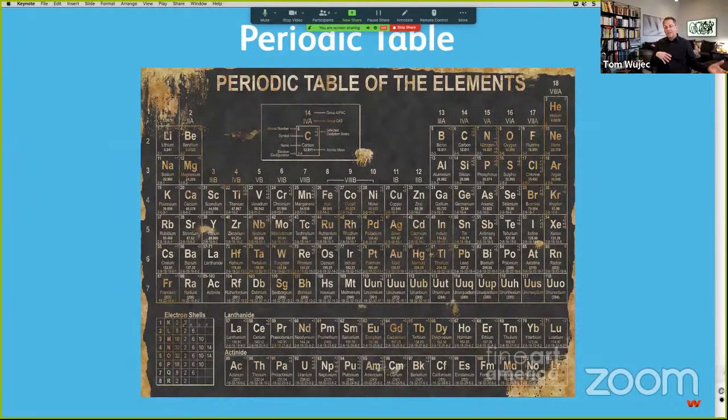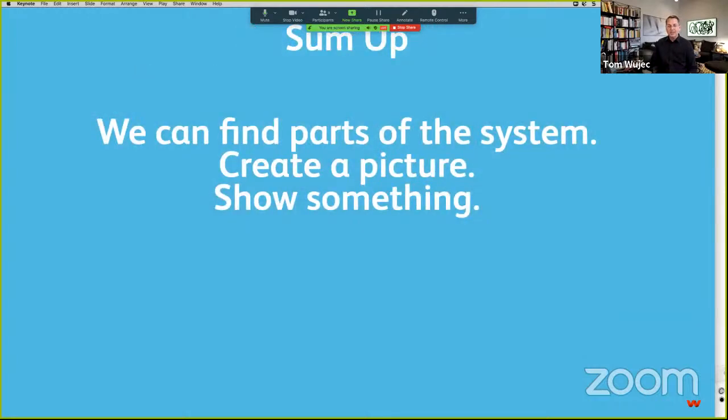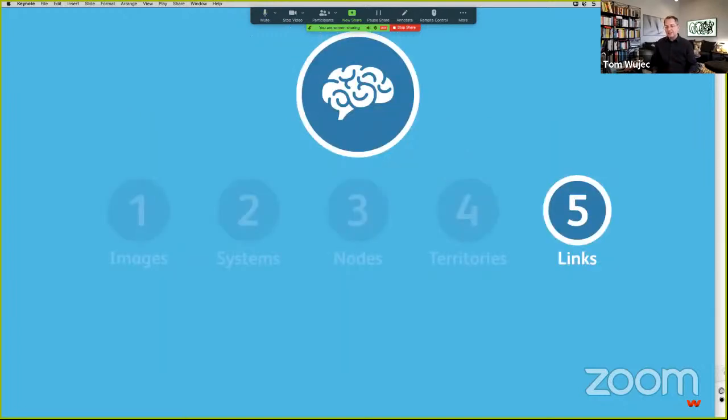So from a research and a scientific perspective, it's a really powerful tool. So we can find parts of the system when we represent systems, the nodes, the links, and the patterns, we can see the systems in fresh ways.